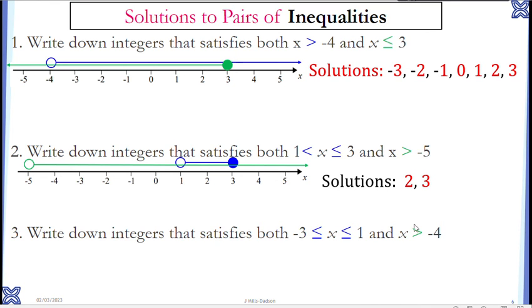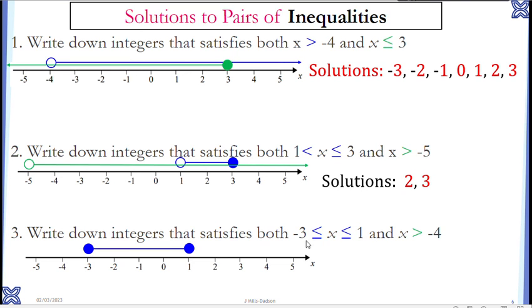Last example, x is bigger than or equal to -3 but less than or equal to 1. That's one inequality. And x is more than -4. What are the solutions? Let's represent them. This is the number line for this inequality. They are both shaded because it's a double sign here.